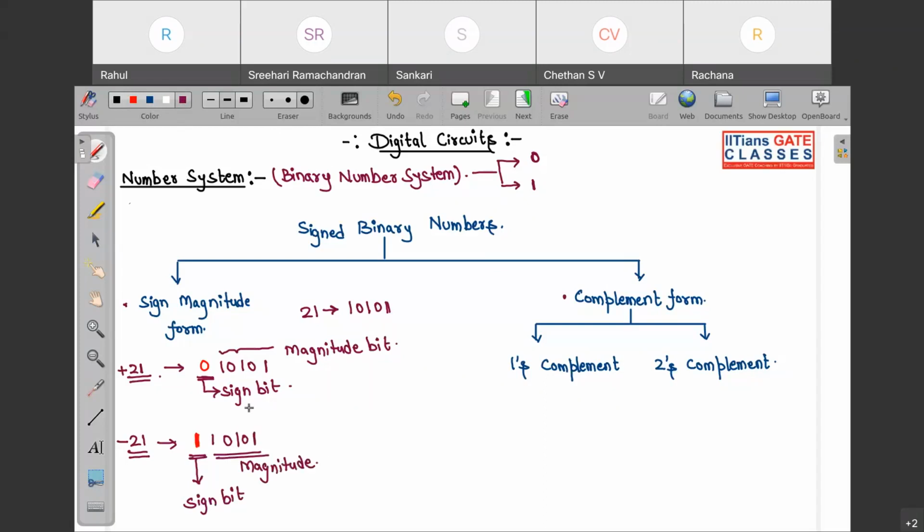So always remember, in sign magnitude form or even in complement form, 0 will correspond to a positive number and 1 will correspond to a negative number, and the leftmost bit in sign magnitude form or even in complement form is going to represent the sign bit. Okay, any doubts in that? Any doubts you guys have?